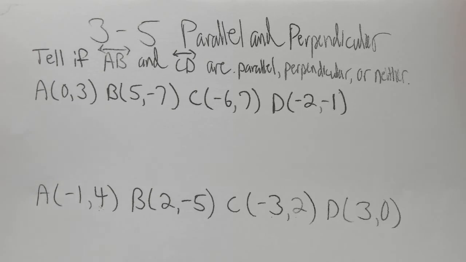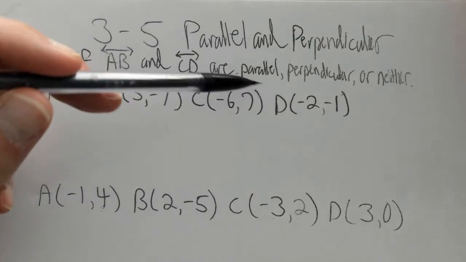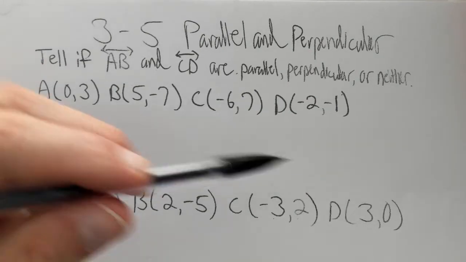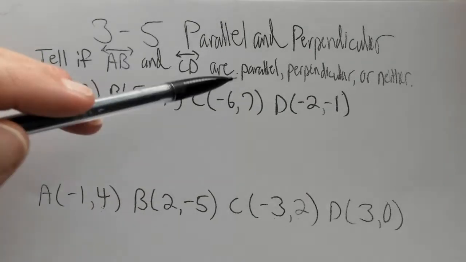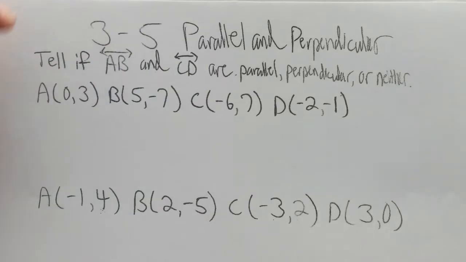But remember what we learned last time. Parallel lines have the same slope, and perpendicular lines have slopes that are opposite reciprocals. So what we need to do is find the slope of line AB, find the slope of line CD, and then compare them. If they're the same, the answer is parallel. If they're opposite reciprocals, the answer is perpendicular. And if they're neither one, the answer would be neither.